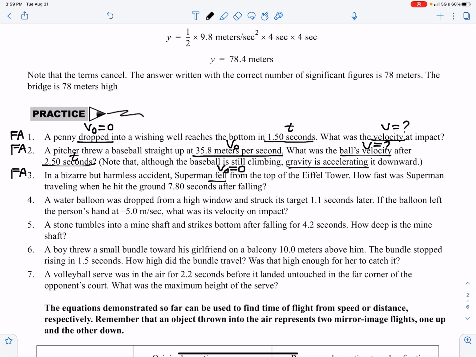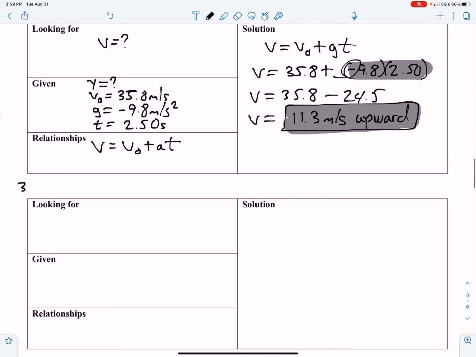He dropped. He jumped. We're looking for how fast, so we're looking for V after 7.8 seconds. Let's organize our information. We're looking for how fast. We do not know the height of the Eiffel Tower. V naught was 0. G was negative 9.8 again. And this time T was 7.80 seconds.